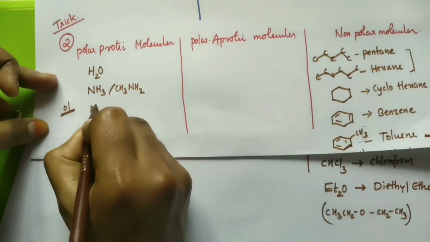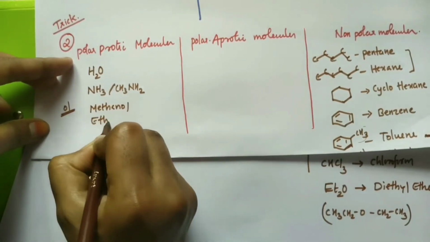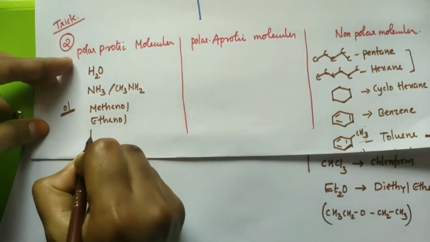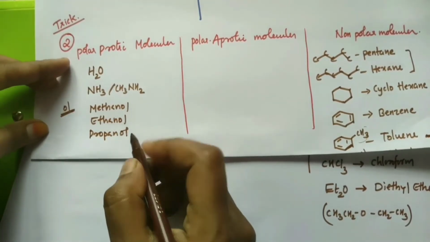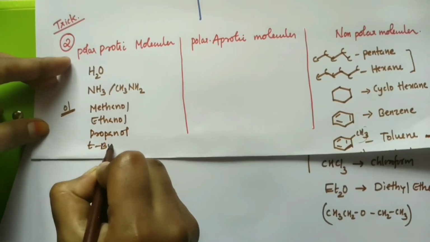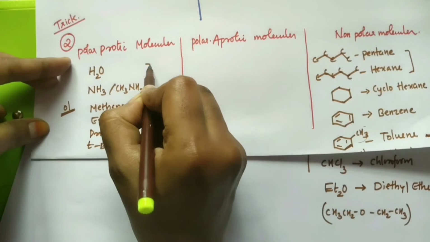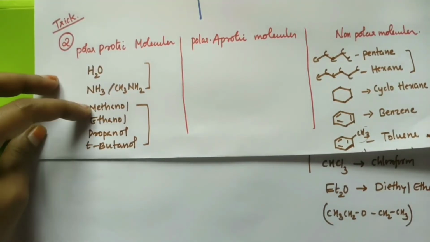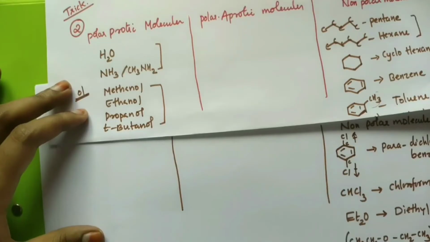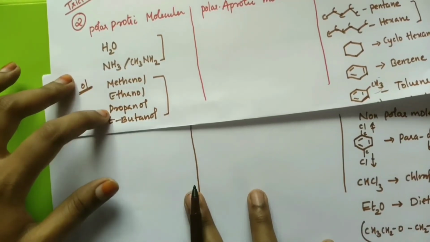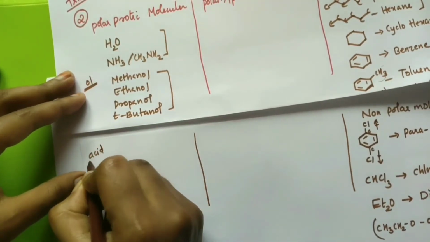First of all methanol, then ethanol, then propanol, and then tertiary butanol. Making this a pair: ethanol, methanol, propanol, and tertiary butanol. This is another set, and the other set includes acids.